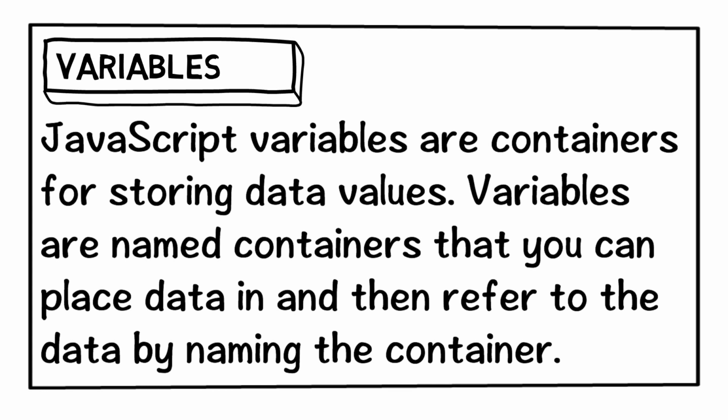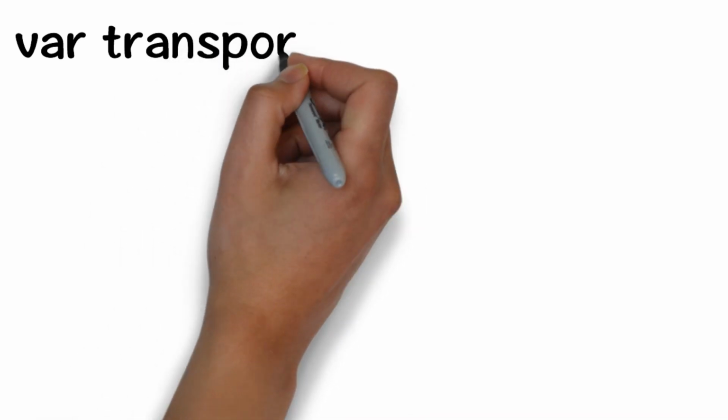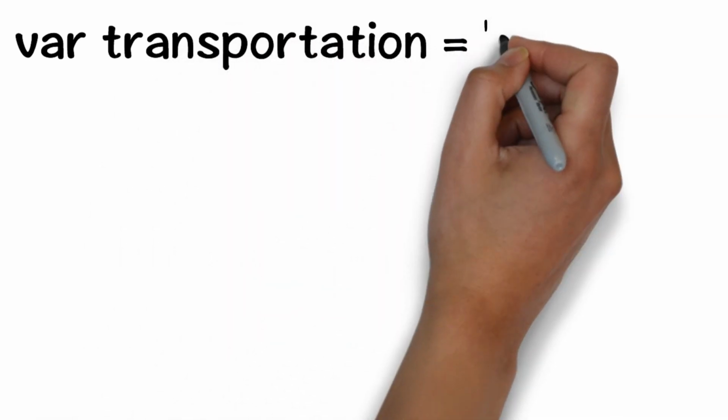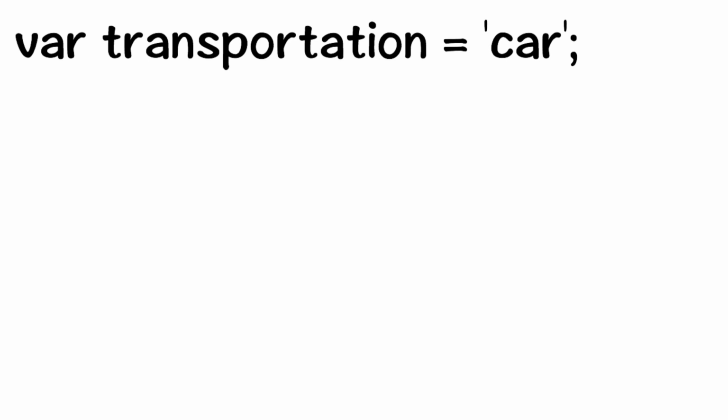Variables are named containers that you can place data in and then refer to the data by naming the container. Let's look at some code to see how to declare a variable, what a valid variable is, and naming best practices. Here we have var transportation equals the string car. Later we'll put this into the console in the lab and see what happens. But let's break down this line of JavaScript first.